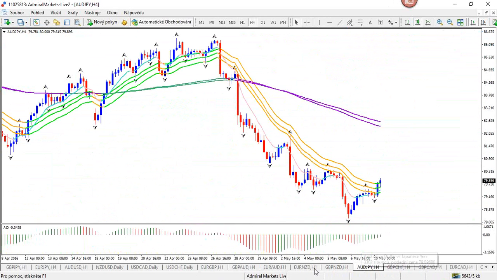Well, we didn't look at some of these crosses. There are a lot of crosses that could be interesting. I don't know, but we just looked at some of them.